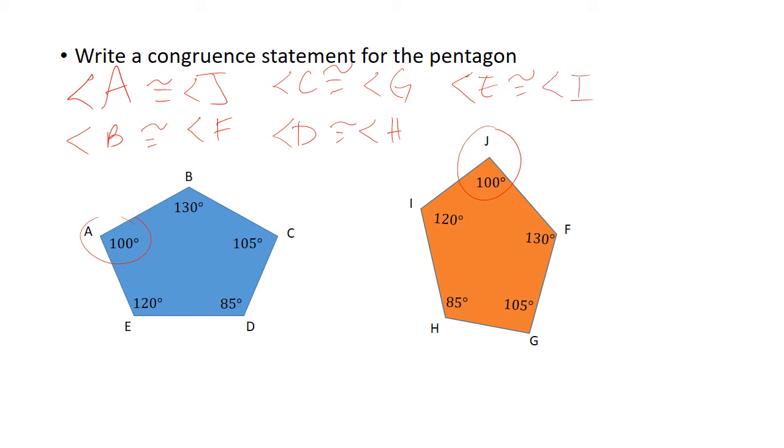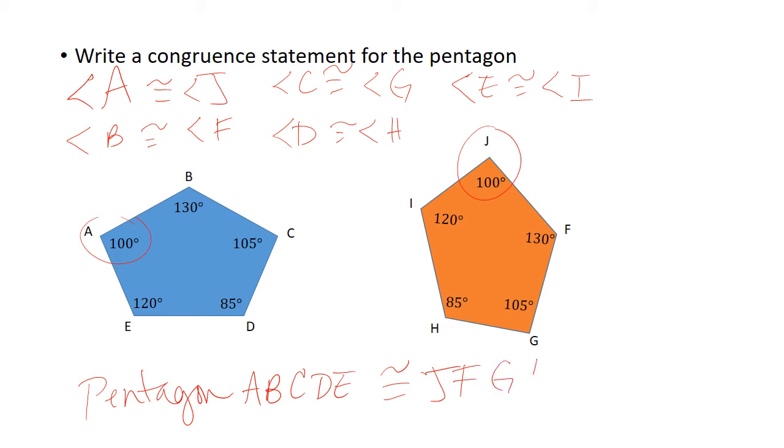So when we write pentagon A, B, C, D, E, we would say it is congruent to, and they need to be in the same order. So if A goes first, then we have to write J, F, G, H, I, because they have to be in the same order.